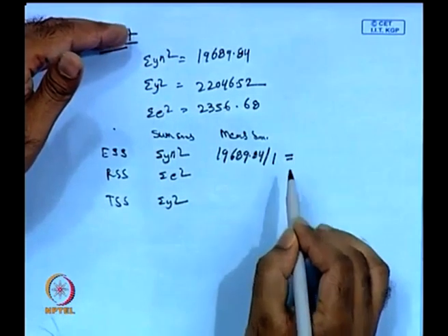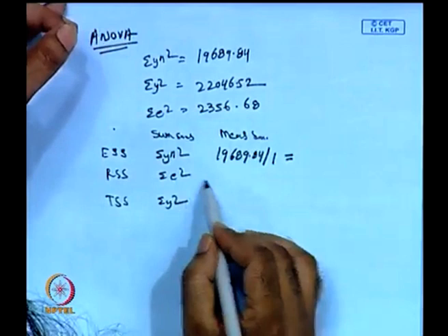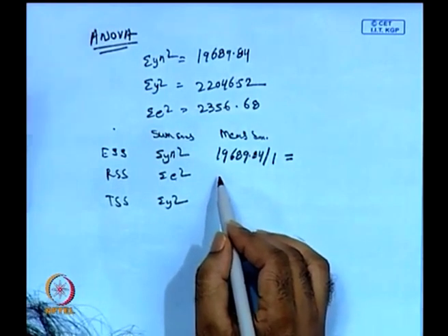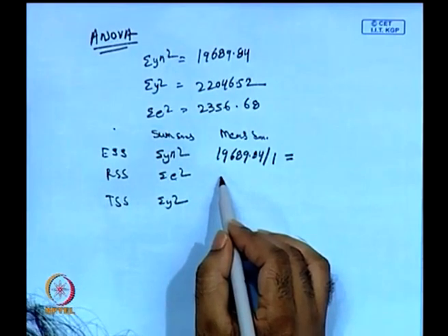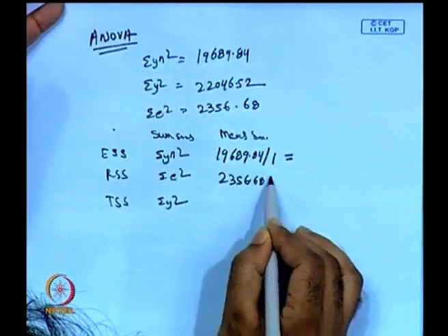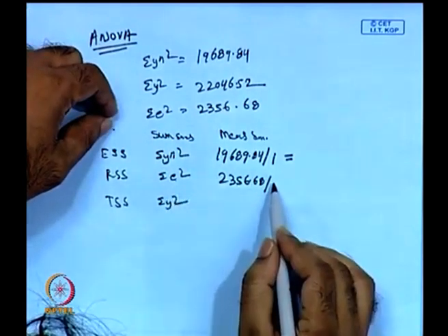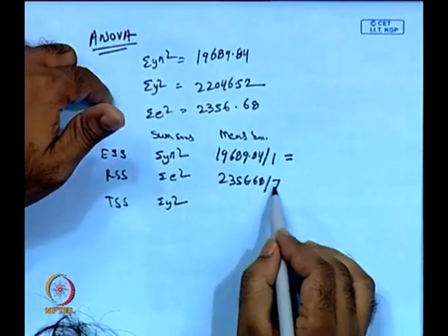So, this much of value we have to calculate. Okay. So, then similarly, summation e square is nothing but 2356.68, the residual sum square, divided by n minus k. N minus k means k equal to 2 here, n equal to 9, so it will be 7.